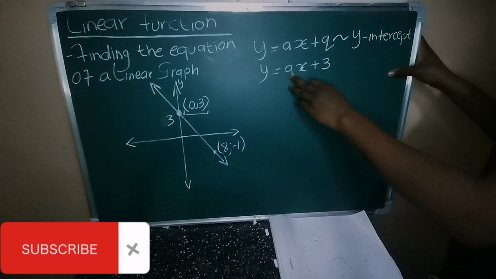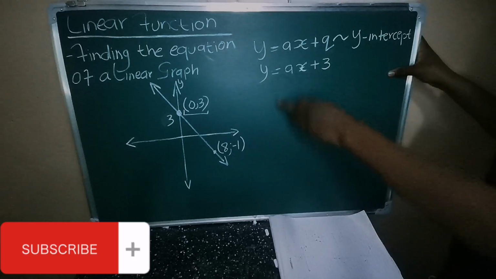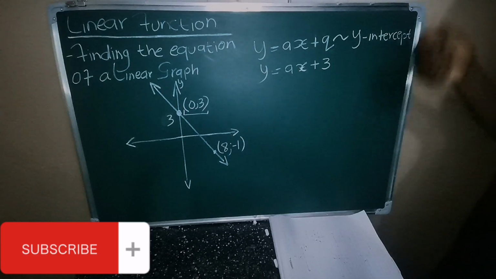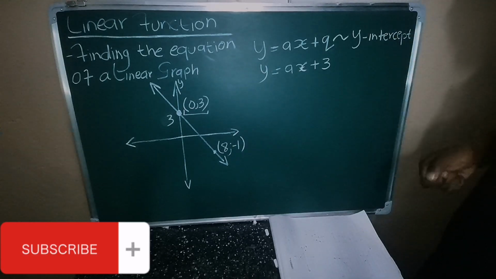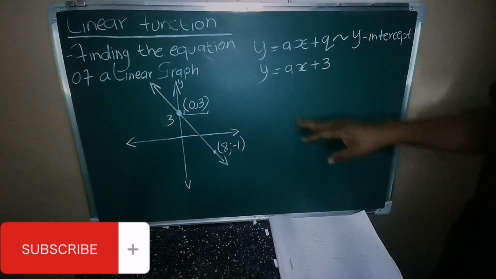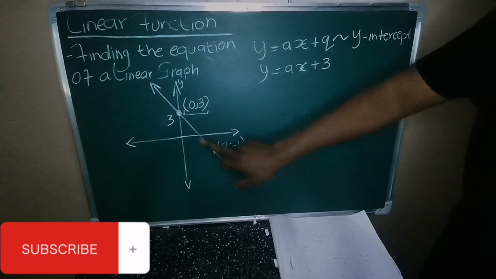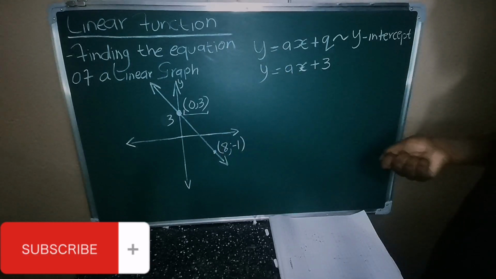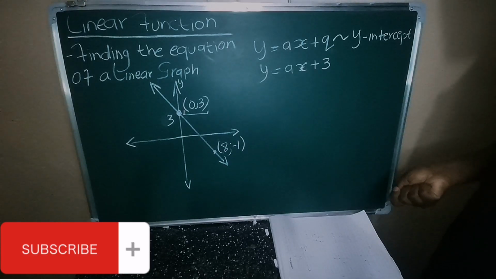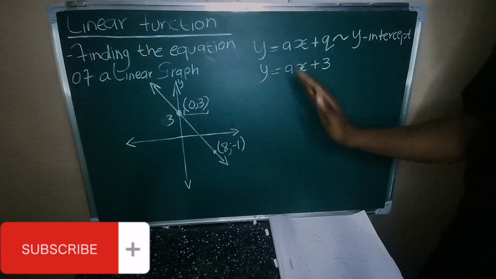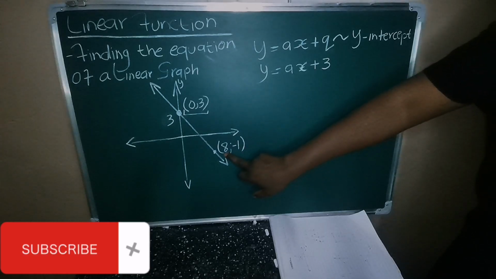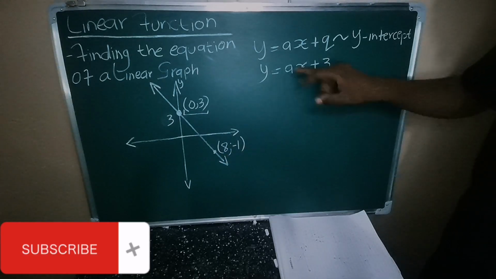Now, how do we find a? A is our gradient. Now, to find our gradient, there are 2 ways. Remember, the gradient formula is y2 minus y1 over x2 minus x1. So we can use these 2 points to find the gradient, to find the value of a. You will be able to find the value of a. Alternatively, the simplest method is to use any coordinate besides this one, 0 and 3, any coordinate on the graph, and substitute where you see x, you put in 8. You can use this point there, 8 and -1, and use it here to find the value of a.